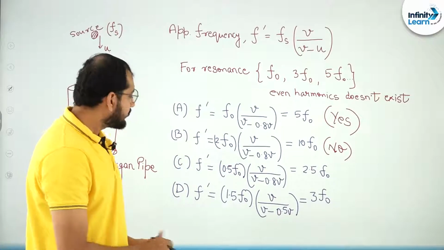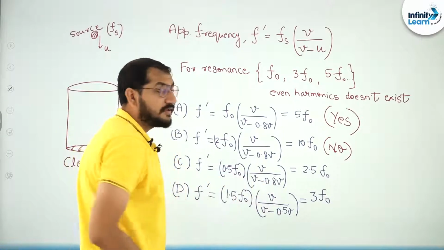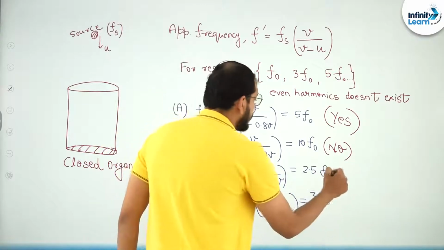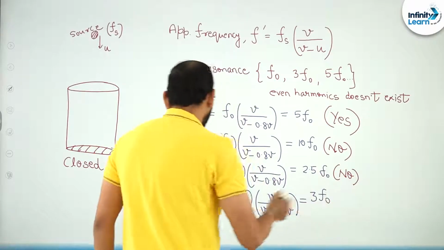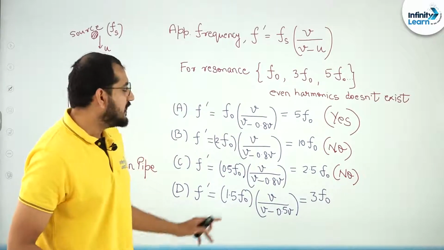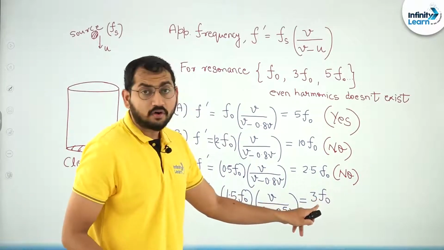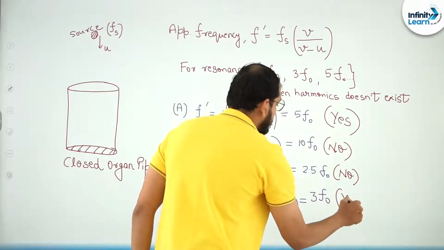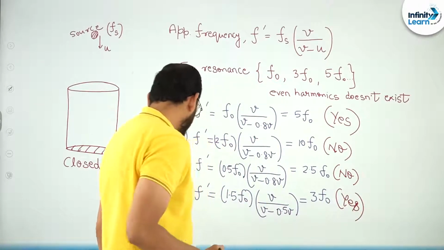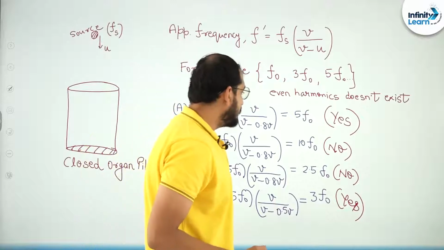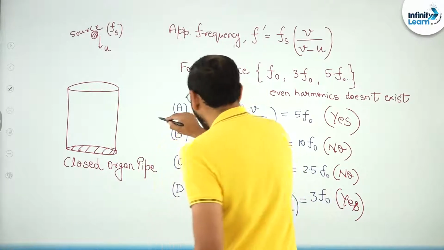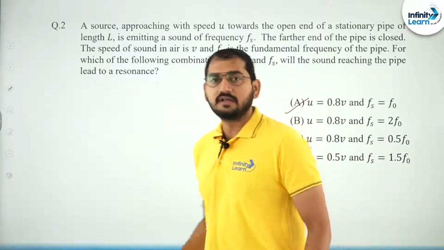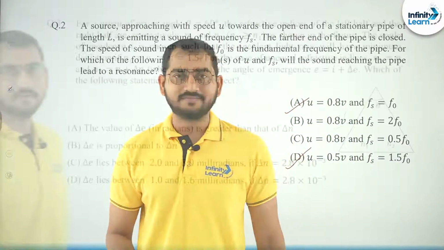For option C, again by putting these values, you can see that we get 2.5, which is obviously not an integer, so this is also rejected. And then finally for option D, clearly we can see that 3 f naught is coming, which is the third harmonic, so yes, this will be happening over here. So if I check with the options, then option A and option D will be the correct answer key for this question.